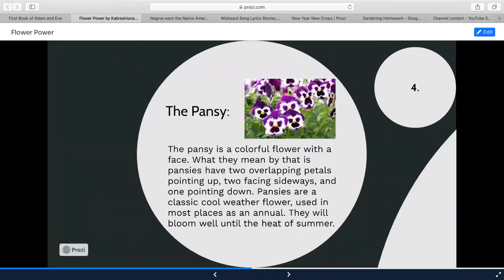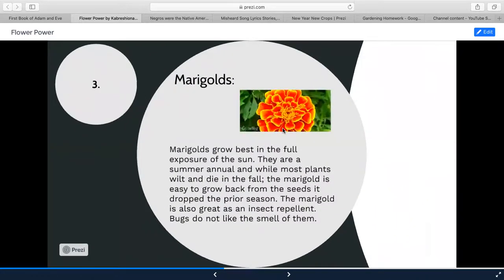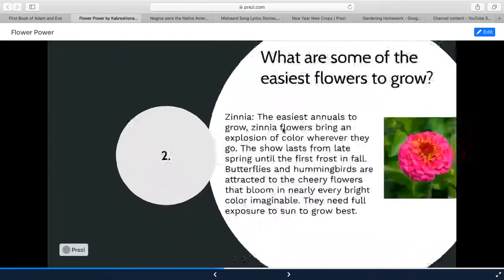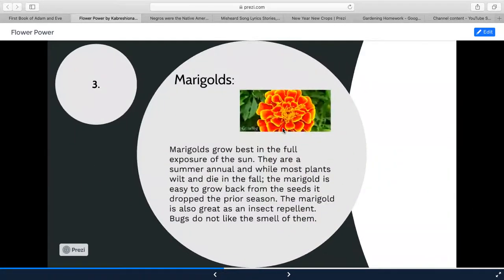It's very beautiful. It has two overlapping petals pointing up, two facing sideways, and one facing down. And the pansy is a cool, classic, cool weather flower, meaning that they don't thrive the best in the summer. They prefer to be in the cooler weather, early spring and fall seasons. That's the pansy. That's the face. That's the marigold. This is the zinnia, the easiest to grow.